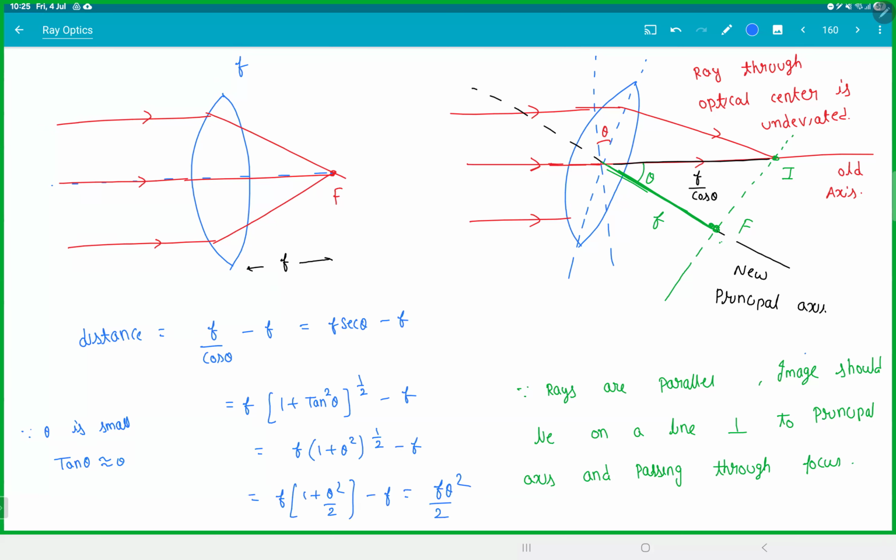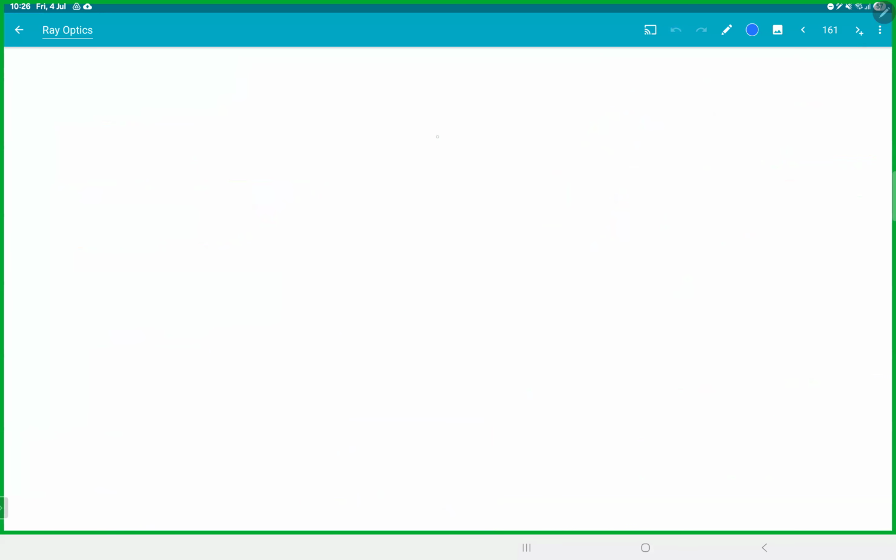Options were given like this: f theta by 2, f theta by 4, f theta square by 2, f theta square by 4. (1 plus x) whole power n is approximately 1 plus nx. Is this clear, everyone? This is an old advanced PYQ. Any doubts on this? So that is a catch there.